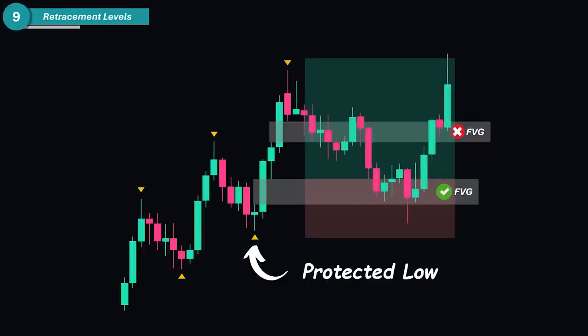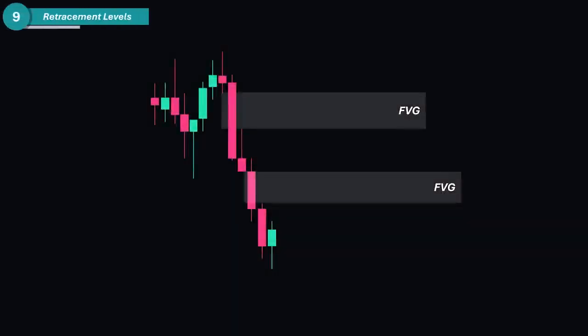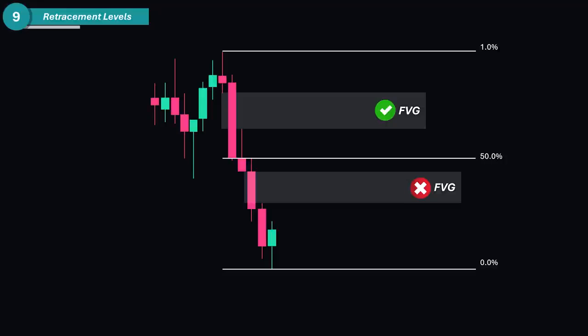A similar concept applies to a bearish scenario. In a bearish market, we always want to sell at the premium zone, which is above the 50% Fibonacci retracement level. Selling at a premium gives us a better risk-to-reward ratio, a safer stop-loss placement above the impulse high, and reduces the chances of getting caught in a liquidity grab. Just like buying at a discount, selling at a premium means we are entering at a better price with less risk and more reward potential.